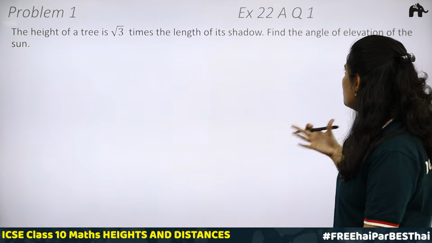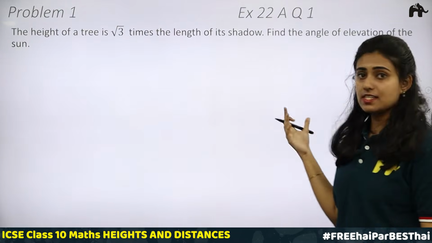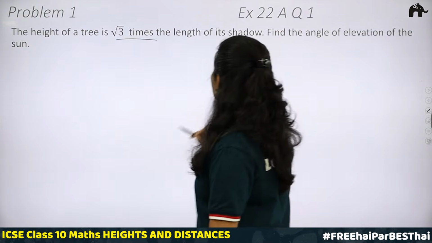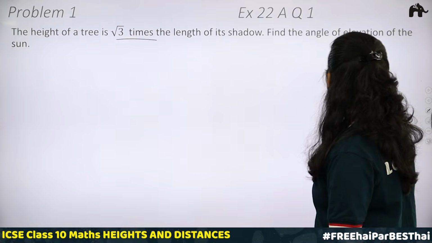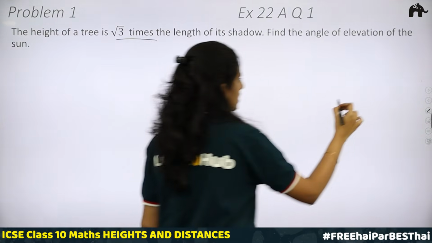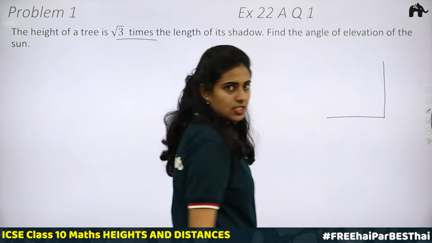Now, let us solve problems from exercise 22A. First question, question 1 of exercise 22A. The height of a tree is √3 times the length of its shadow. Find the angle of elevation of the sun. Here, we have a tree, and this is the shadow of the tree.